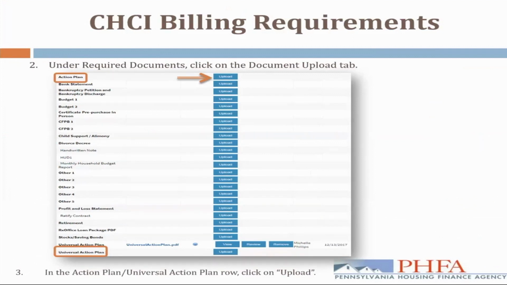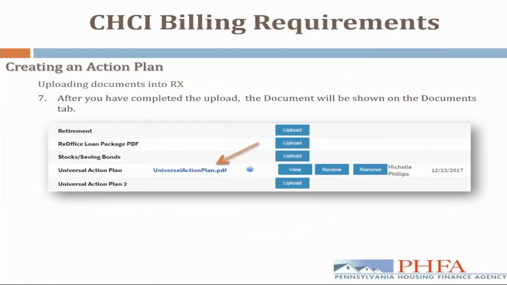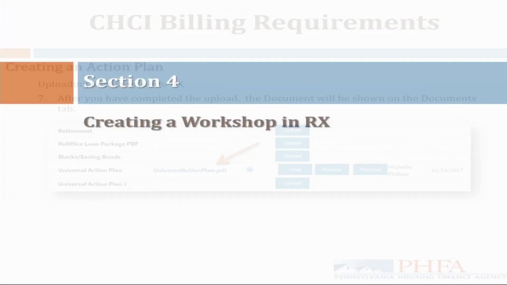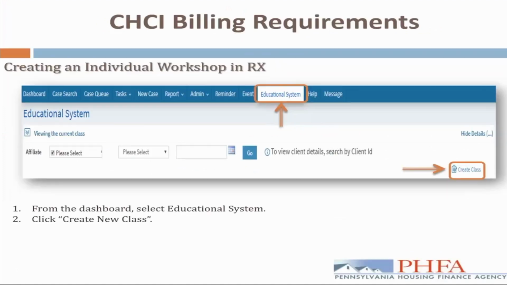So when you're ready to upload the action plan to the Documents area, you're going to click on the Upload button. Then you'll choose the file, the action plan that you saved in your computer that's signed by the client. You'll click Upload, and then just like that, the action plan would be uploaded into the documents area of the system for your client.